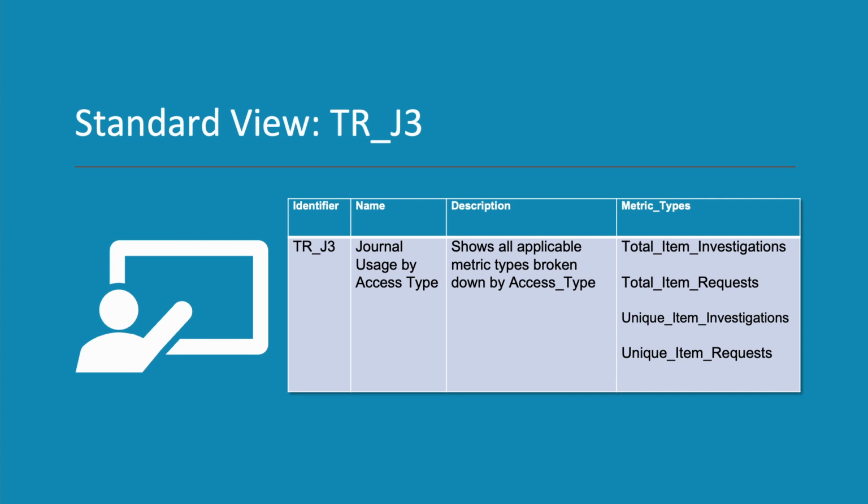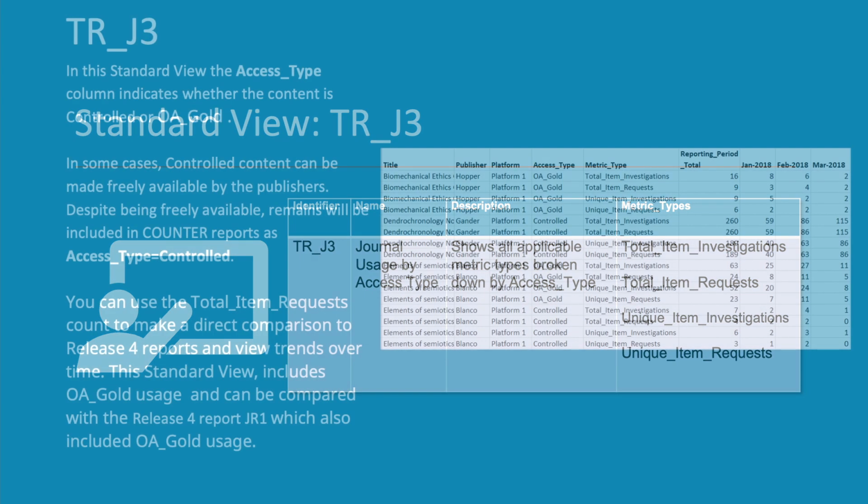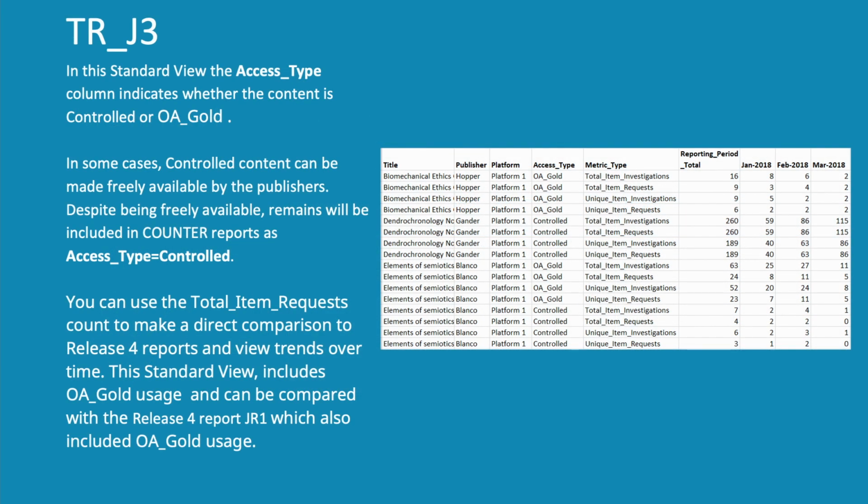TRJ3 shows journal usage by access type. This standard view of TR shows all applicable metric types broken down by access type. In this standard view, the access type column indicates whether the content is controlled or OA Gold. Counts for controlled access, that is, access type equals controlled, are listed separately from counts for content that is permanently free to use as the result of an open license, or access type OA Gold.